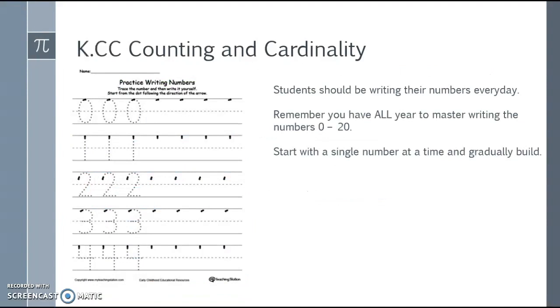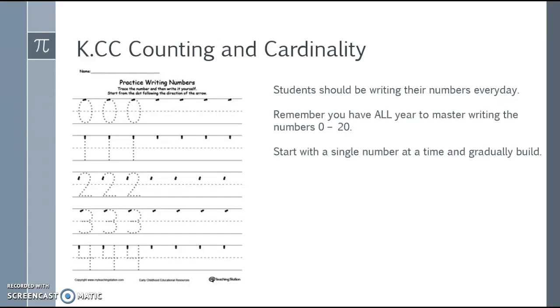Students should also be writing their numbers every day. Remember that you have all year to master all of these different standards. So don't feel overwhelmed by the standards that you need for language arts, for reading, for art, whatever the standards that you're following, you have all year to accomplish them. So start small. Don't overwhelm the students at all. Start with a single number at a time and gradually build.